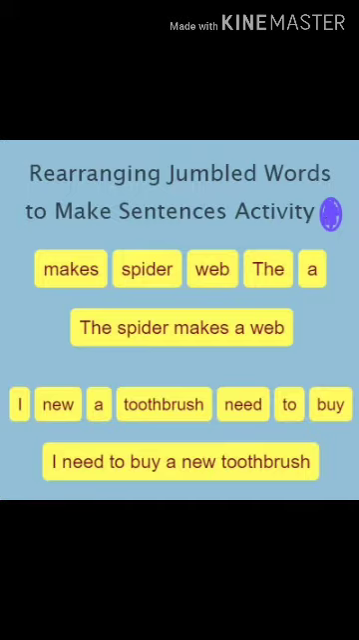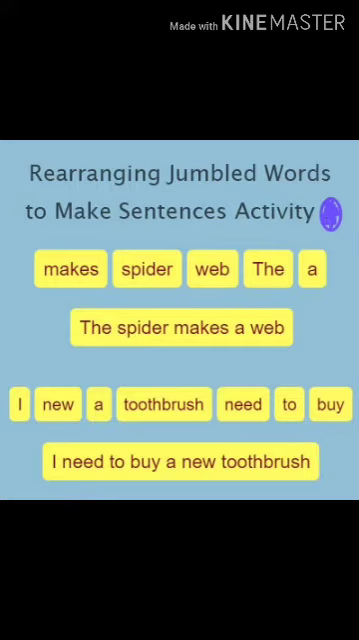Now the words are makes, spider, web, the. First of all, the question you have to ask yourself is, who makes a web? The answer is the spider. So you write the subject, that is the doer, The spider. The first letter should be capital in a sentence. Then the verb will come, that is makes. As the spider is singular, we have to write makes. Then a full stop.